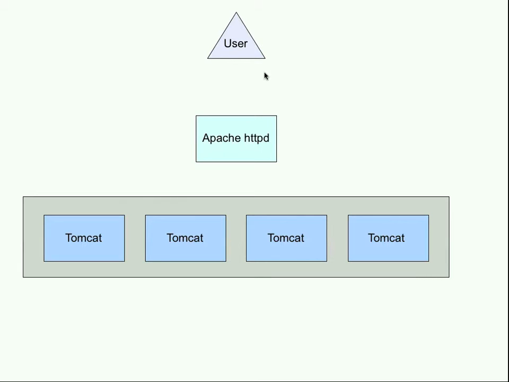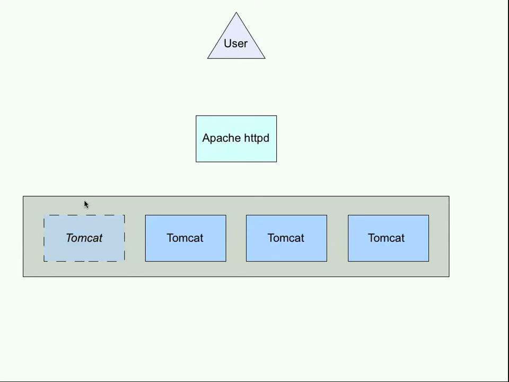So the user makes a request to the Apache load balancer, and the load balancer determines which Tomcat server should handle that request based on your load balancing algorithm. The Tomcat server takes the request, processes it, and returns a response back to the Apache load balancer, and that in turn sends the response back to the user.